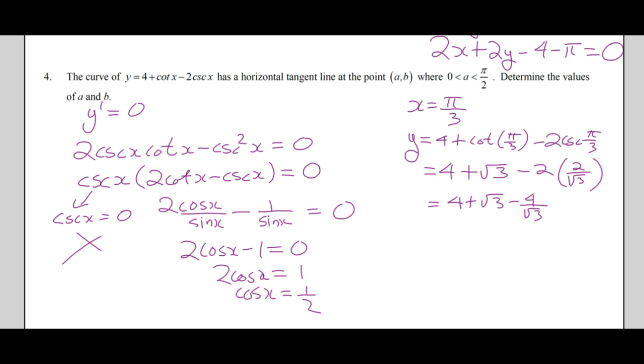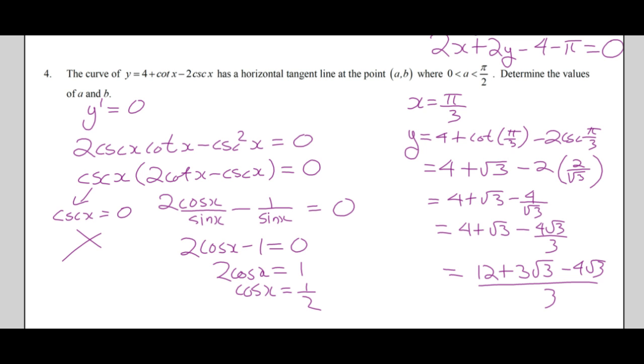All right, so we need a common denominator. Or, well, we could rationalize this, I guess. So why don't we call this 4 root 3 over 3? Let's call this 12 plus 3 root 3 minus 4 root 3 over 3. Just going with a common denominator of 3, which will be 12 minus root 3 over 3.